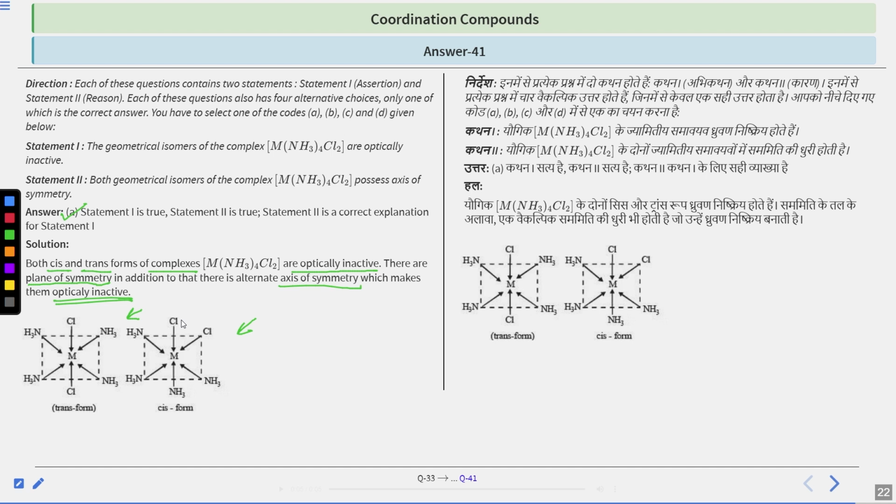That is why, due to the presence of these types of symmetry, the complexes given are optically inactive, because of the presence of the plane of symmetry or the axis of symmetry in these two isomers of the given complex. Thus, you can say that statements 1 and 2 both are correct, and that statement 2 is the correct explanation for the first statement. Thus, our A option is the correct answer. Thank you.